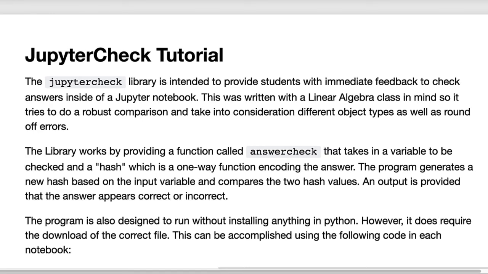In this video, I'm going to talk about a Python library called JupyterCheck. Really, I'm going to be talking about a specific function inside of JupyterCheck called AnswerCheck. This function is designed to give students immediate feedback to check their answers to questions inside of a Jupyter notebook. It was primarily written for a linear algebra class to make the comparisons as robust as possible and to consider different types of objects and different types of round-off errors and things like that.